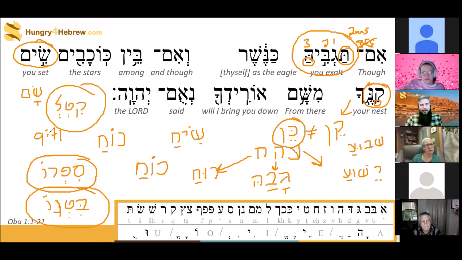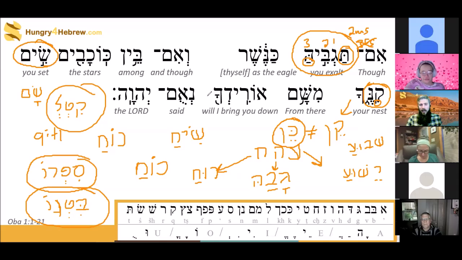The yod or vav in the middle. Yep. Right there. It looks exactly like an imperative. I guess it could also technically be an infinitive construct, lasim. But anyway, the action of setting your nest, set your nest, or set among the stars your nest, or to set among the stars your nest.